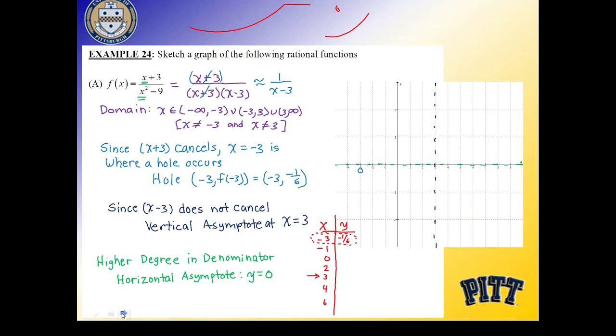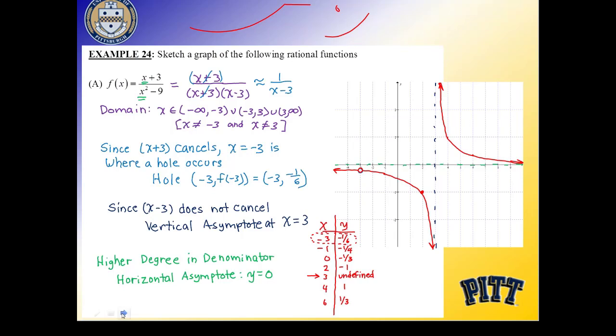You notice I included negative 3 up there with a circle around it, because that's where my hole is. So I chose some values that are bigger than 3, some values that are smaller than 3, some that are closer to 3, some that are further away from 3. And I'm just going to take those values and plug them into the original function, get some x and y values.